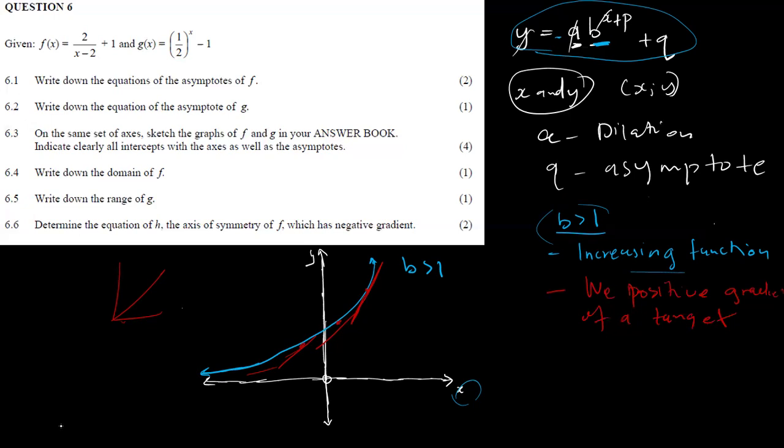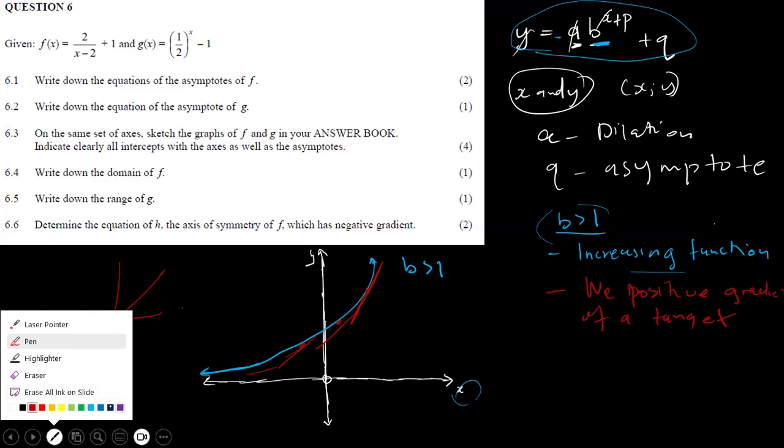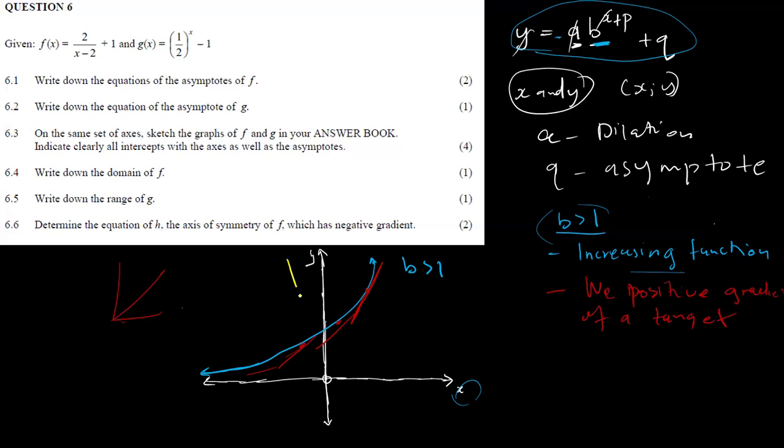Here's another basic, here's another one. What if our curve is like this? Here we're going to say B is less than 1 but greater than 0, meaning it is between 0 and 1. It is less than 1 but greater than 0, meaning it is here between 0 and 1.